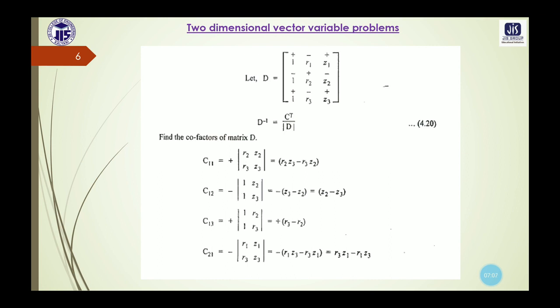Next we need to find the value of C12. So this is a 2 by 2 matrix. The sign is minus here. So 1 Z2, then 1 Z3. So finally we are getting Z2 minus Z3. In this similar manner we can calculate all the cofactors of this matrix D. So in case of C13 we will finally have plus R3 minus R2. Next for C21, the cofactor is R3Z1 minus R1Z3.